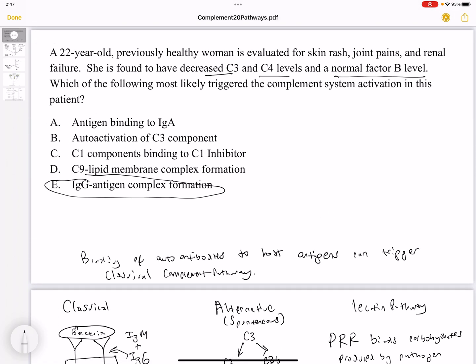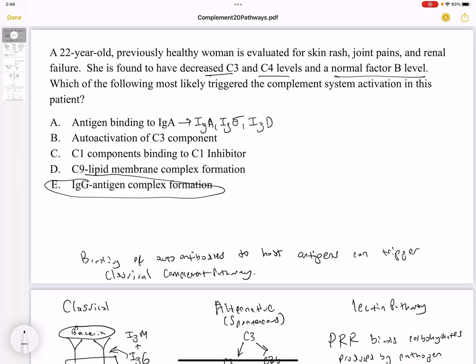Answer choice A is antigen binding to IgA. This is going to be false. IgA, IgE, and IgD are not going to trigger the classical complement pathway. The Fc portion of IgA, IgE, and IgD cannot activate the complement system. Therefore, IgA antigen binding does not reduce C3 and C4 levels.